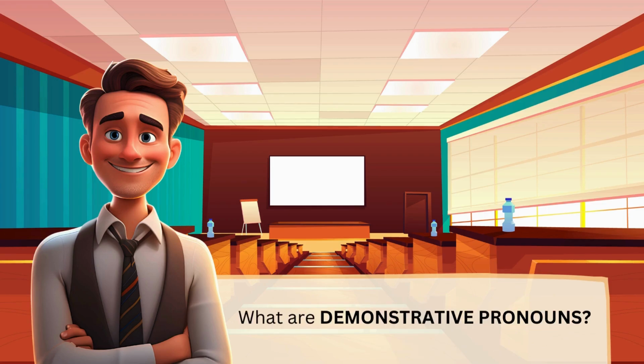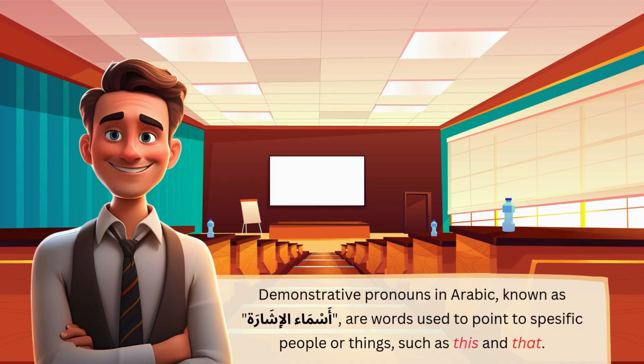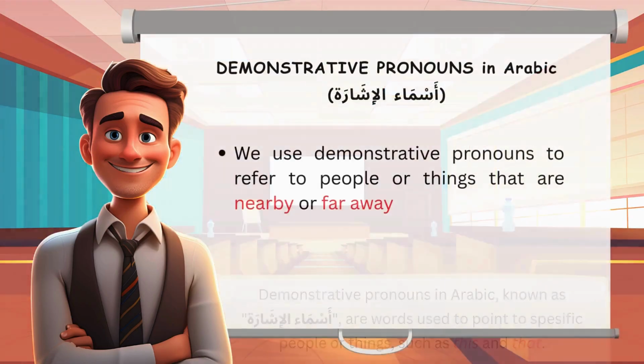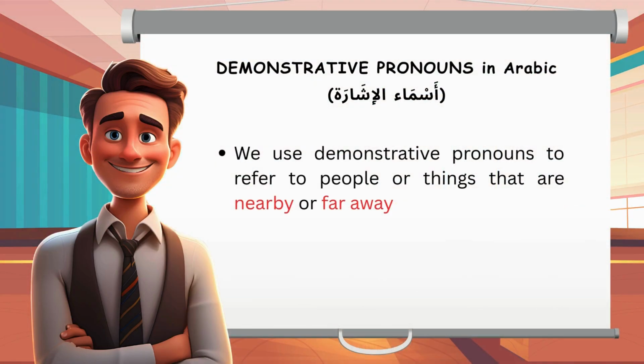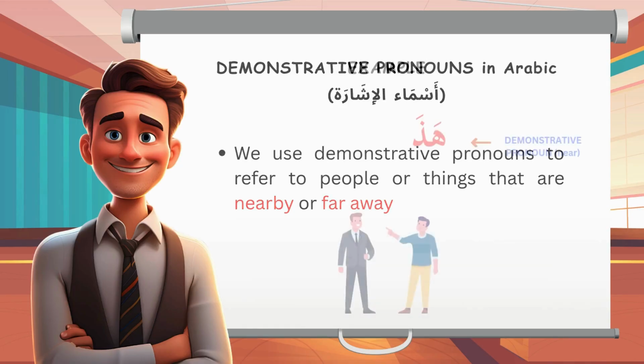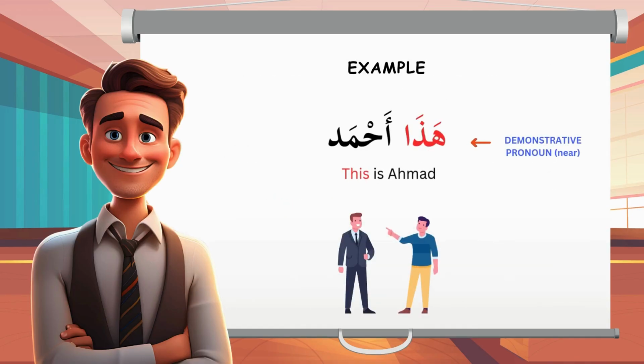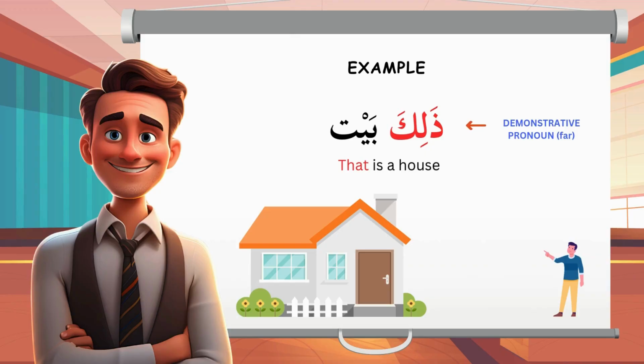So, what are demonstrative pronouns? Demonstrative pronouns in Arabic, known as أسماء الإشارة, are words used to point to specific people or things, such as this and that. We use demonstrative pronouns to refer to people or things that are nearby or far away. For example, هذا أحمد. This is Ahmed. ذلك بيت. That is a house.